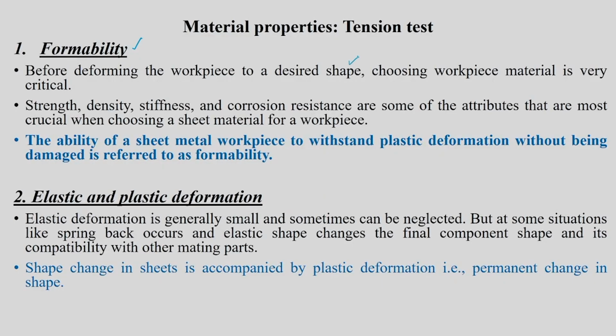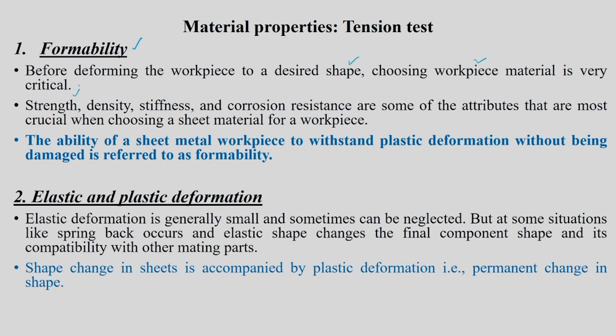So before deforming the workpiece to a certain desired shape, choosing workpiece material is very critical. This is what I was telling you, which is the first point. Strength, density, stiffness, corrosion resistance are some of the attributes that are most crucial when choosing a sheet material for a workpiece. Correct. So what is the strength?